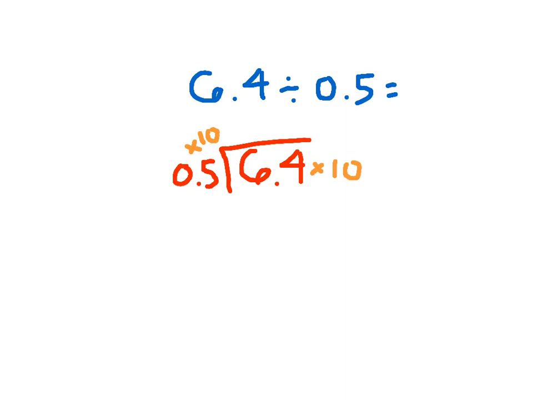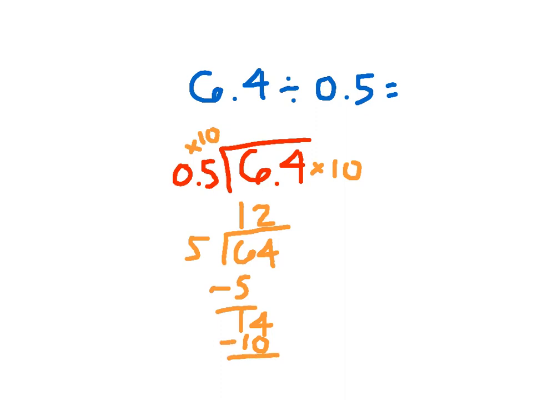0.5 times 10 is just 5. 6.4 times 10 is 64. And now I'm left with the problem of 64 divided by 5, which is easy and simple to solve. 5 goes into 6 one whole time. 1 times 5 is 5. 6 minus 5 is 1. Bring down the 4. 14 divided by 5 is 2. 2 times 5 is 10. And 14 minus 10 is 4.